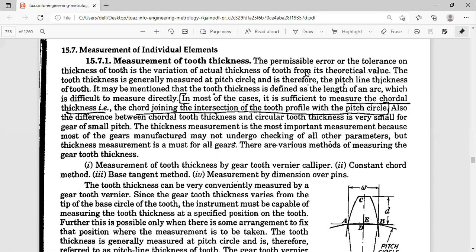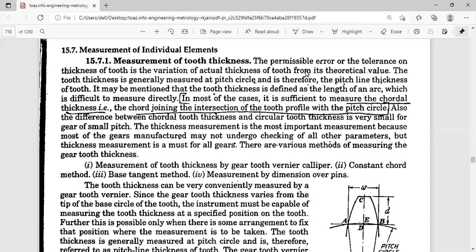Whether it is the gear tooth vernier caliper method or the constant chord method, the difference between the chordal tooth thickness, which we want to measure now, and the circular tooth thickness will be very small for gears of small pitch. But you cannot say every gear will have a small pitch.